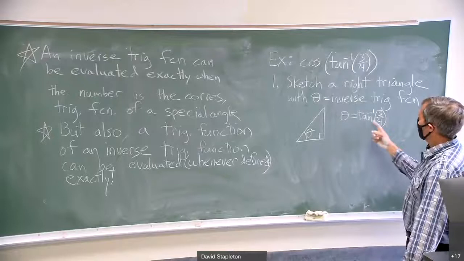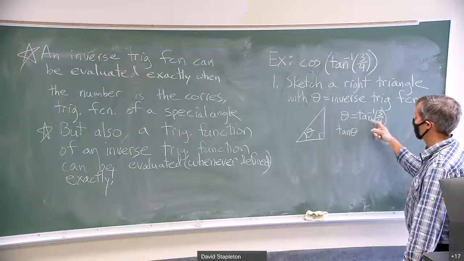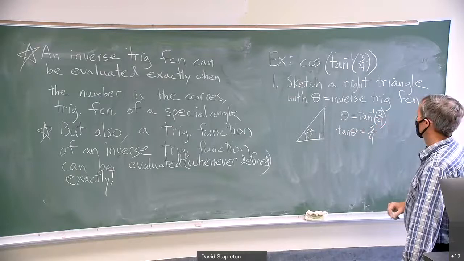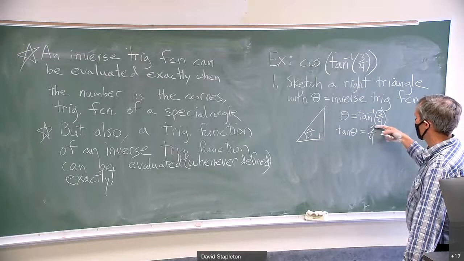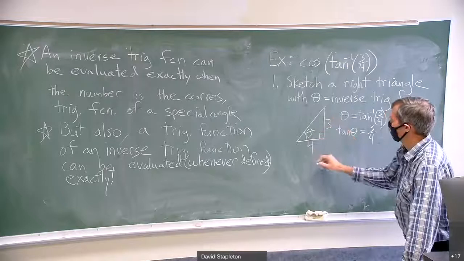All right. So I take the tangent of each side, and in a triangle, the tangent always undoes the inverse tangent. And I got that means the tangent theta is 3/4. Tangent theta equals 3/4 means that I can make this the opposite side and this the adjacent side. If I put 3 here and 4 here, then the tangent of this angle is 3/4. Theta is the arctangent of 3/4. Right?